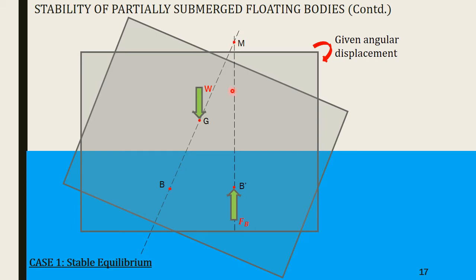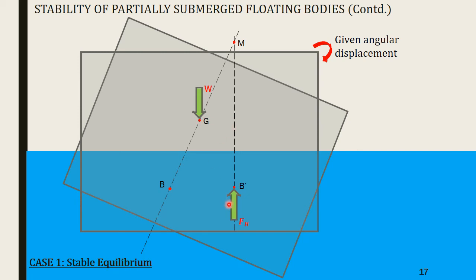Now, what is important is that W and FB are going to create a couple because they're equal and opposite. W is equal to FB because it's a floating body, and they are equal and opposite parallel forces acting at a distance, so they will create a couple.